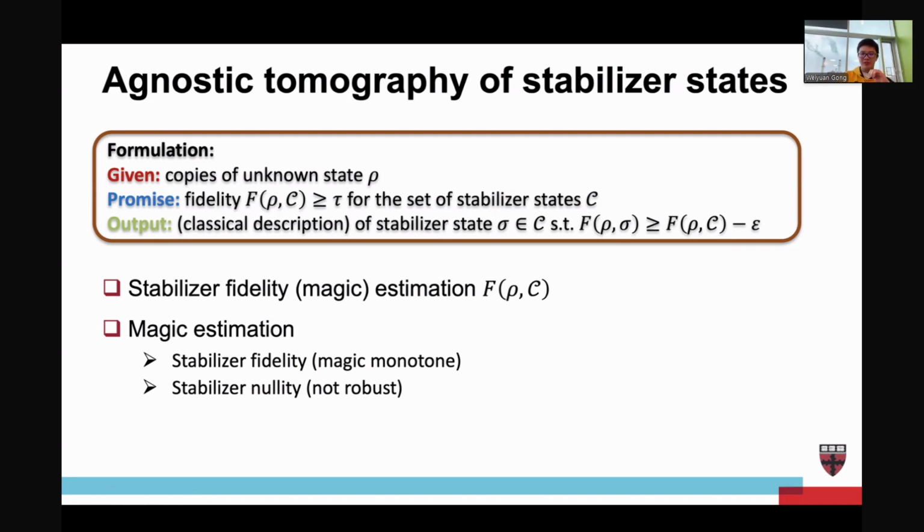So a very small perturbation will result in a big change in stabilizer nullity. So it's not robust. And there are some other magic estimation measures like additive Bell magic. This is not monotone, which means that when you perform a Clifford operation on a state, the Bell magic might increase. This is not a magic monotone. And there are others, like stabilizer ring entropy. But this is not the main line of the story.